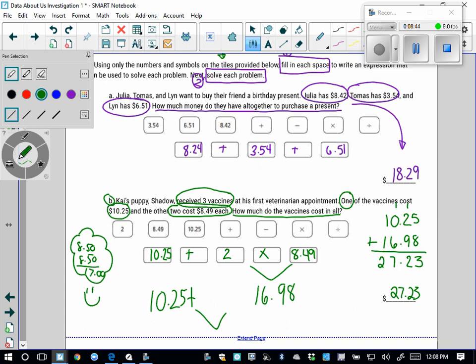But when I'm rereading, I realized I forgot to underline that, and that just helps me zero in on what I'm supposed to answer. And I did answer the right question. In all, the vaccines cost $27.23.